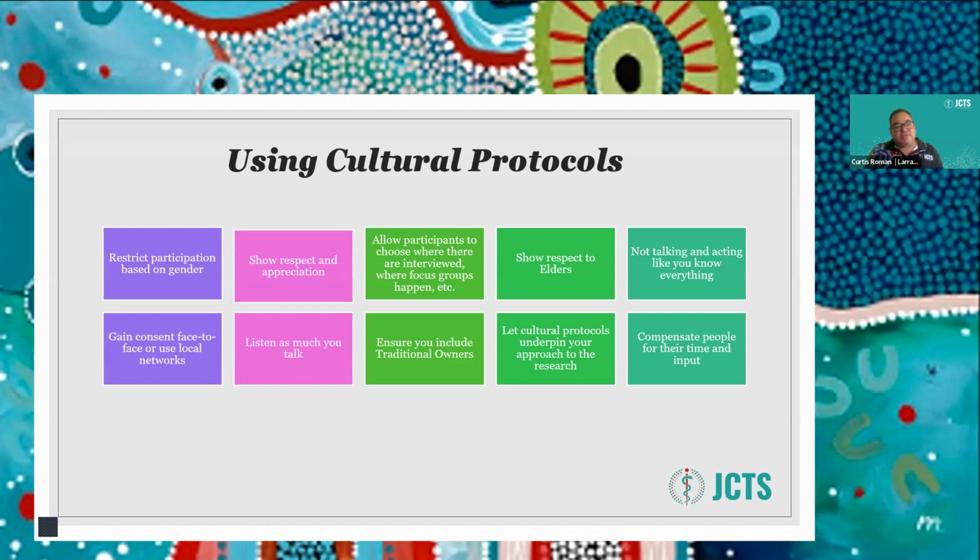Gaining consent face-to-face or using local networks, allowing participants to choose where they are interviewed, where focus groups happen, etc. So focus groups can happen on a beach somewhere. They don't have to be in an office or classroom situation. They can be anywhere. And I think the best thing to do is to allow study participants to determine where those locations are, give them a list of where they would like those things to happen, and then go ahead with that.